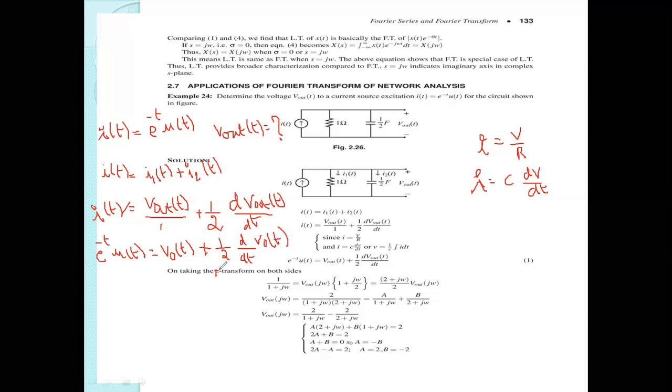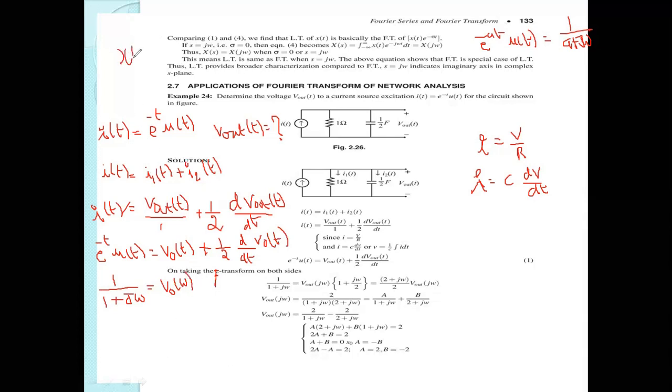This is a Fourier transform, my students. Fourier transform on both sides. e power minus t mu of t. What is the Fourier transformation of e power minus t mu of t? We know e power minus a t mu of t is 1 by a plus j omega. A is here 1. So 1 by 1 plus j omega is equal to the transform of V naught of t, that is V naught of omega.